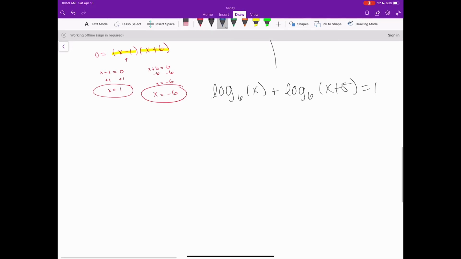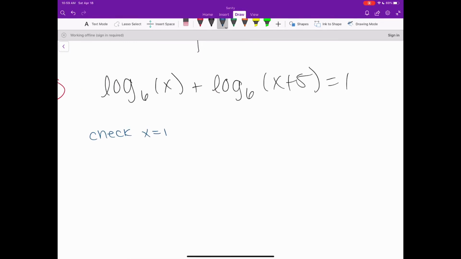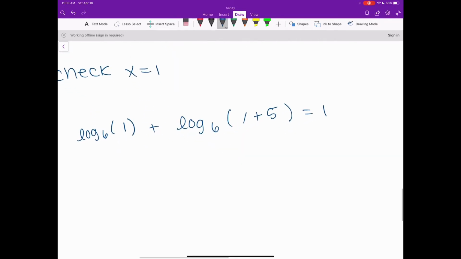Let's use blue. So this is my check of x equals 1. I'm going to check this first one right here. I'm going to plug x equals 1 into my equation. I'm going to have log base 6 of 1. So instead of x, now I'm going to put in a 1, plus log base 6 of 1 plus 5 equals 1. Let's just work through this here. Log base 6 of 1.